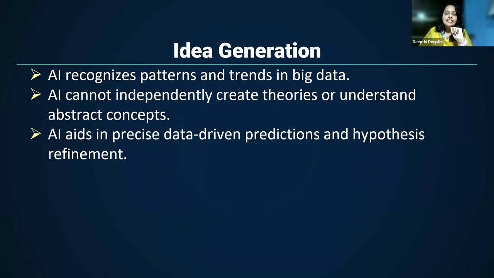So what AI does is identify the patterns and trends in big data. It cannot independently create its own theories, but it will help you understand these concepts. It does data-driven prediction and hypothesis refinement, through which you can identify the data. Now, how to actually do it?